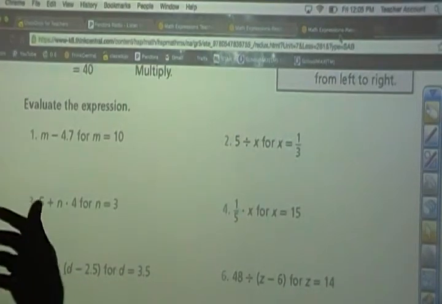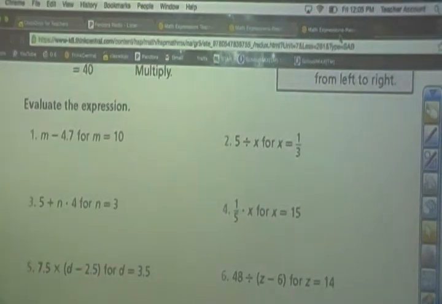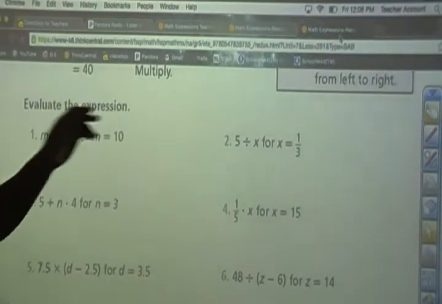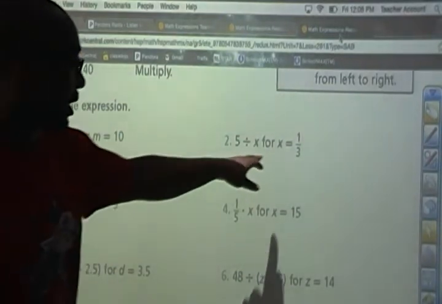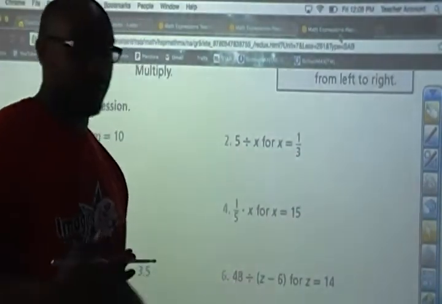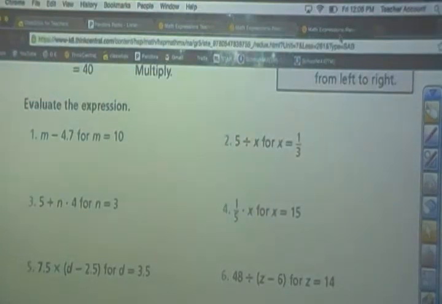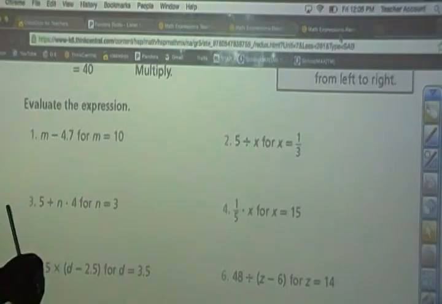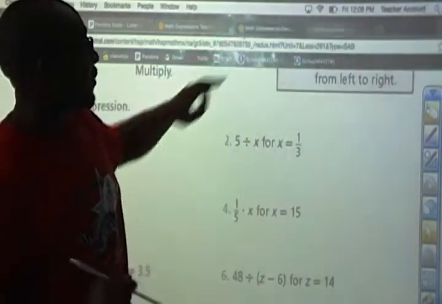Alright, so what we're talking about today was how to evaluate different expressions that have variables inside of them. Now these are pretty simple. For instance, number one says m minus 4 and 7/10. Well, we know that m equals 10. Right beside them, they tell you what that variable equals. Over here, x equals 1/3. Down here, z equals 14. So all you're doing is replacing that variable with the number that that variable stands for. Okay, that's the easy part.